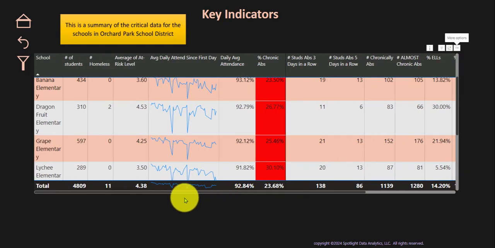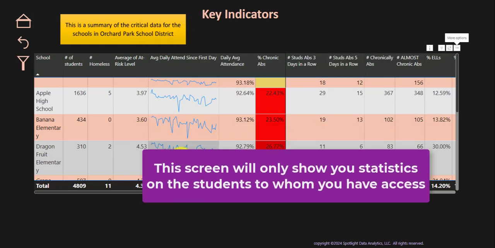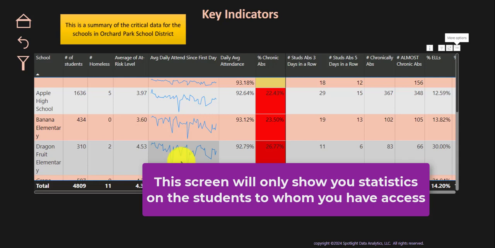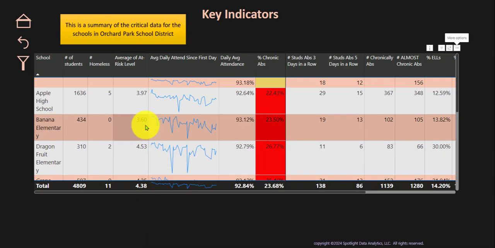You may not see all of the schools in your district or within your purview. You will only see data that you have access to. So if you are a teacher, you would only see data that is related to your students. So you may see a school here, but the calculations would only include students within your access.